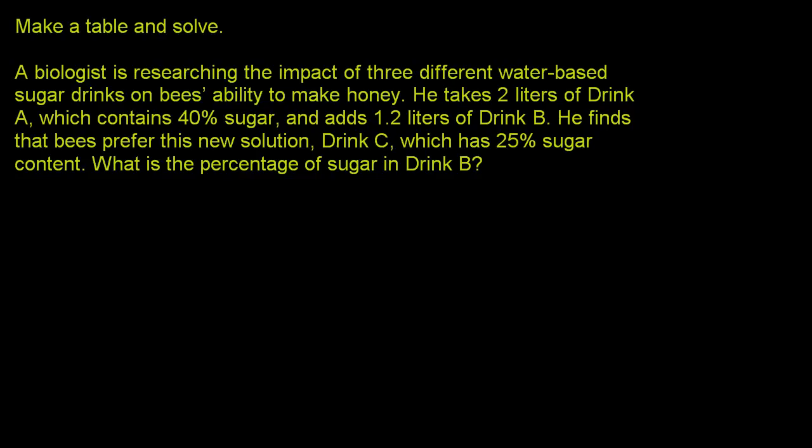So let me write this down. Let me make our table, and then we can solve it. So let's take amount of drink, and then we'll say percent sugar, and then we can say sugar quantity, so the actual physical quantity of sugar. Maybe I should say sugar amount, or amount of sugar.